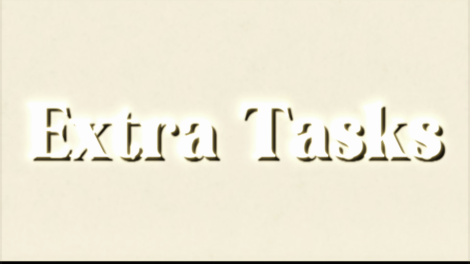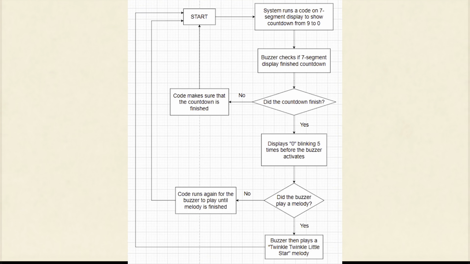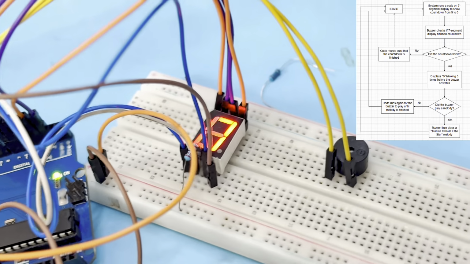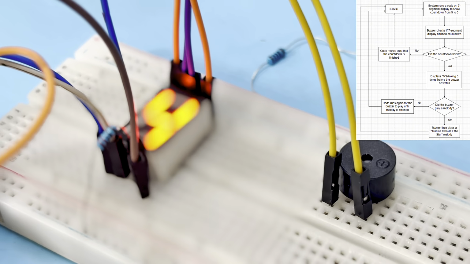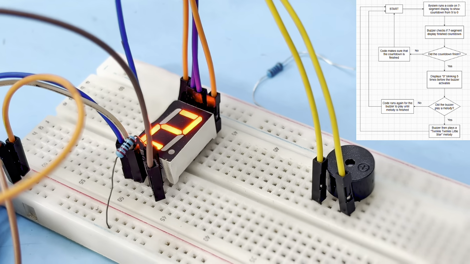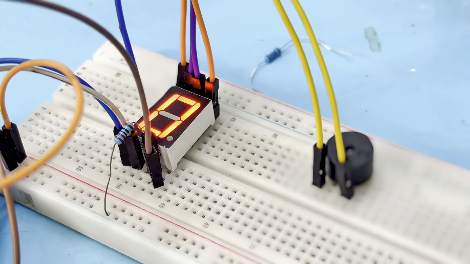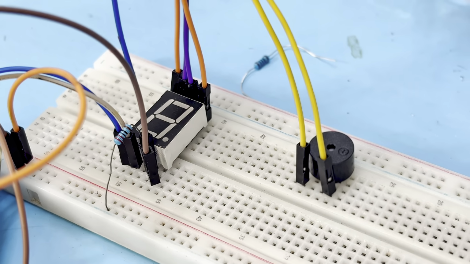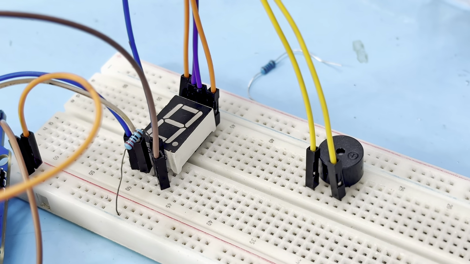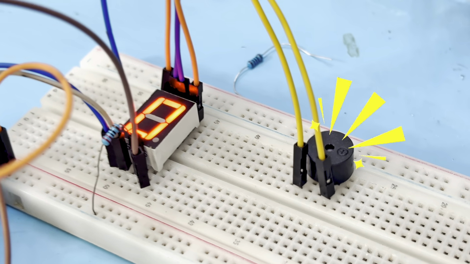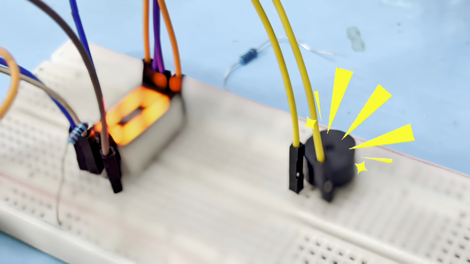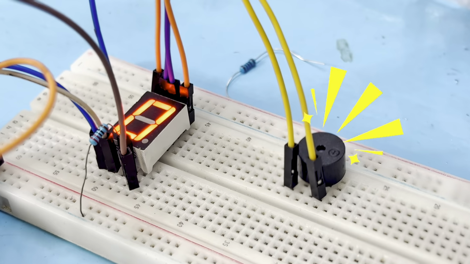Aside from the required activities, we also made some extra tasks that combine what we learned from the past topics. For task number 1, 7-segment, we created a countdown timer with a blinking 0 and a buzzer. After the countdown reaches 0, the display blinks 0 5 times before activating the buzzer. The buzzer then plays the melody of Twinkle Twinkle Little Star.